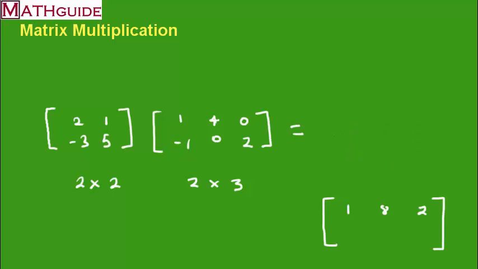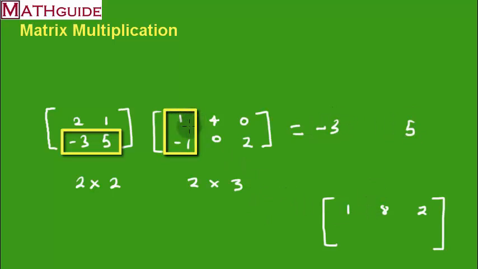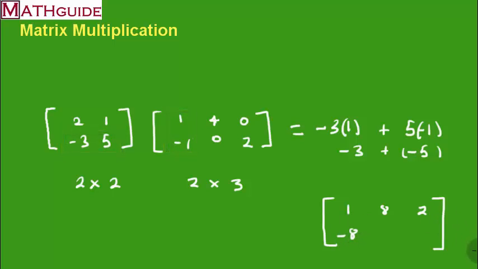And now we resume. Let's go to our next one, which is going to be our second row, and let's go to our first column. We multiply, find that product, find this product, and now we add those numbers together. If I add, I'm going to get -8. Okay, let's clear the space.